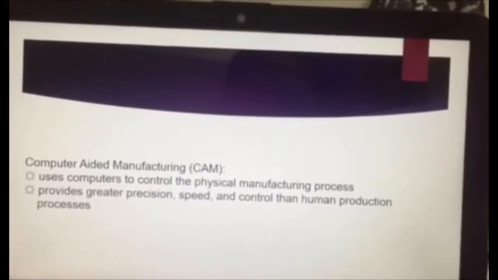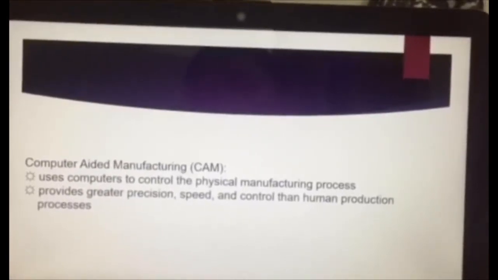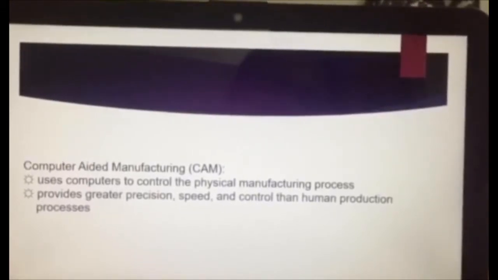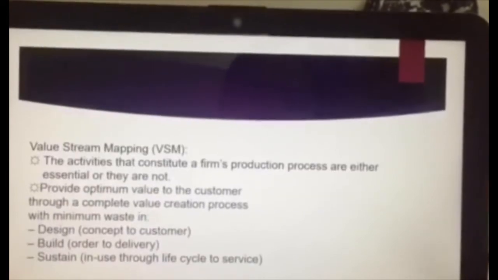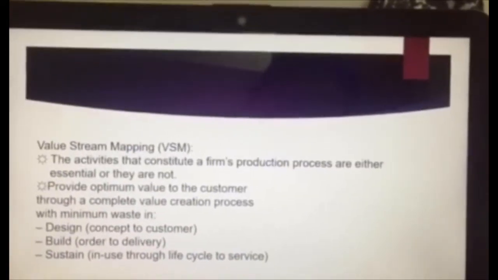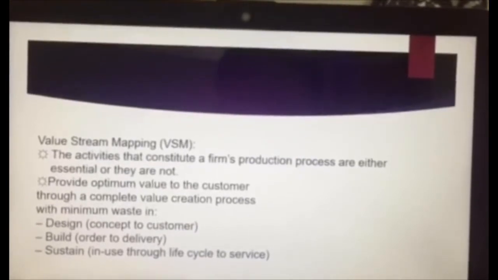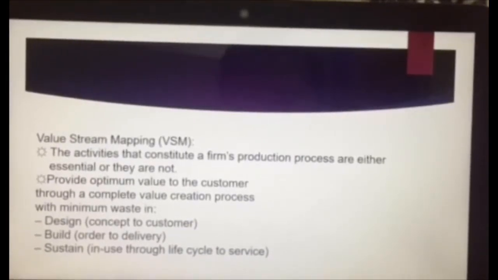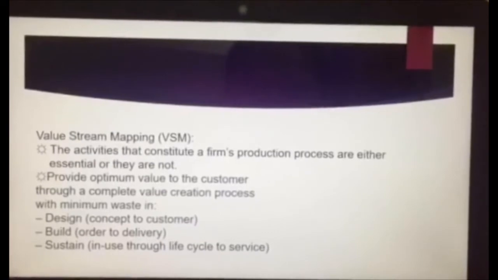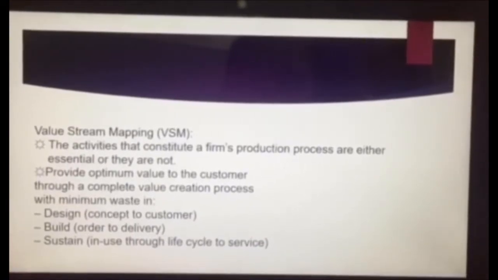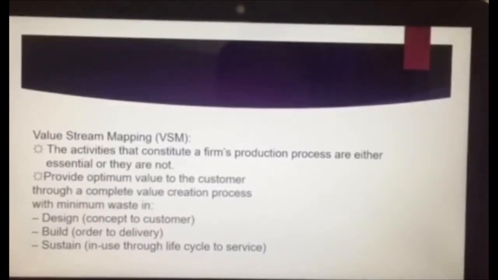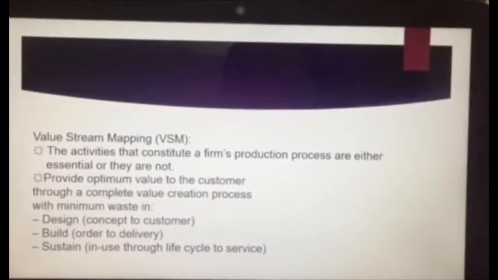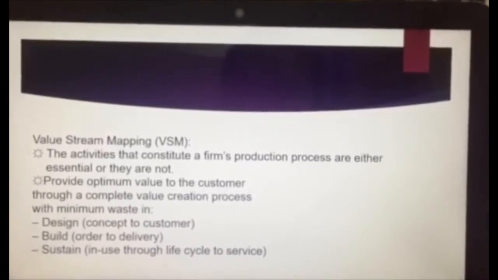So for CAM, computer-aided manufacturing. Computer-aided manufacturing uses computers to control the physical manufacturing process, providing greater precision, speed, and control than human production processes. And for VSM, which is value stream mapping, VSM is the activities that constitute a firm's production process are either essential or they are not. And VSM also provides optimum value to the customer through a complete value creation process with minimum waste in their design, their build, and sustain.